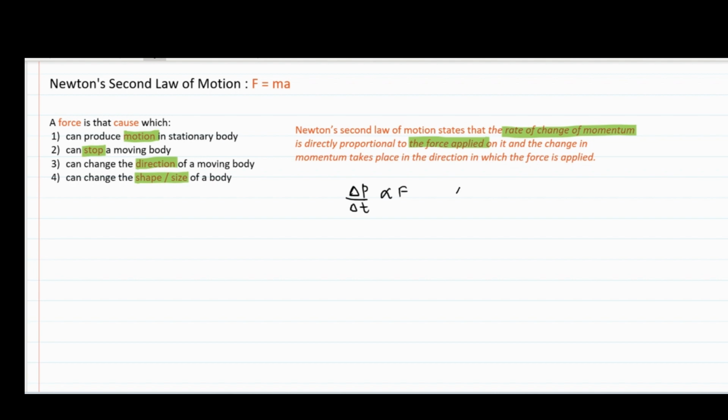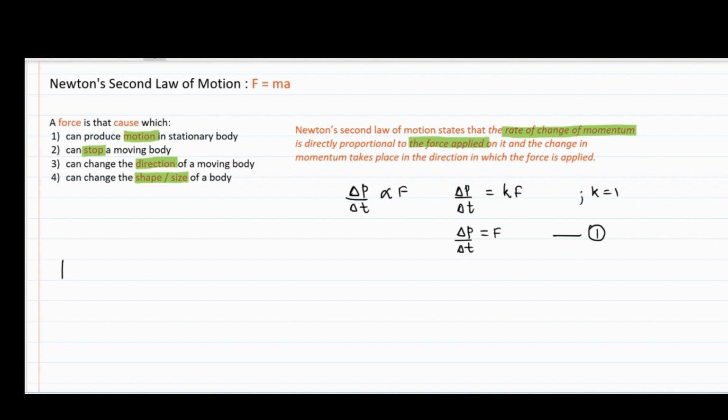Now if we remove the proportionality sign here, we have to write the equality sign and write some constant. So I am writing K as a constant here. So delta P upon delta T is equal to KF. But the unit of force here is chosen such that the value of K becomes 1. So what we can conclude from here is that delta P upon delta T is equal to F. Let us say this is our equation number 1.